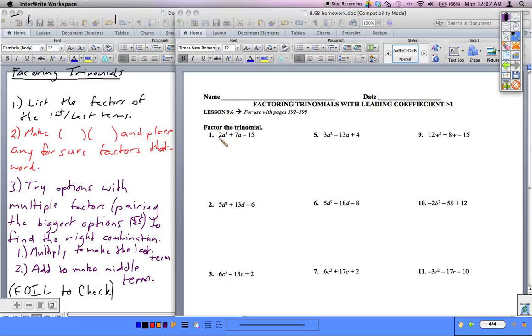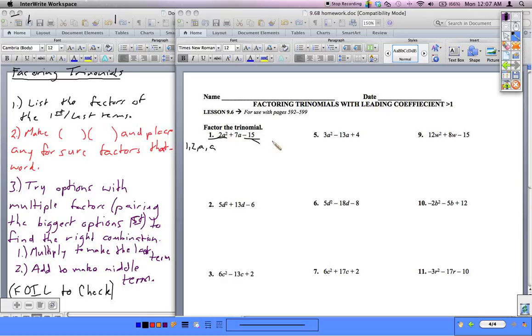So we're going back to the same steps from 9.5 where we were factoring trinomials. This time we have a coefficient that's different than 1. All of them in 9.5 only had one option for their front term going into the binomial when we split the parentheses. So on this one we list the factors, and we have 1 times 2 to make 2 and a times a to make a squared.